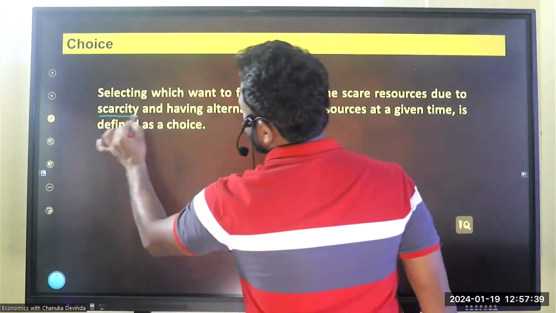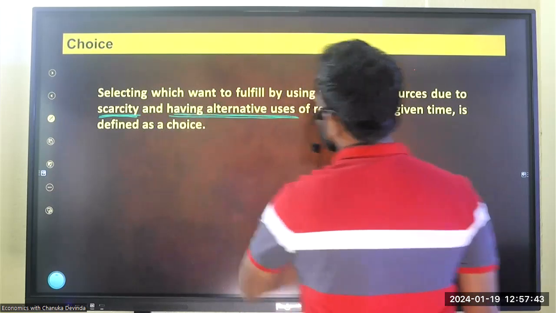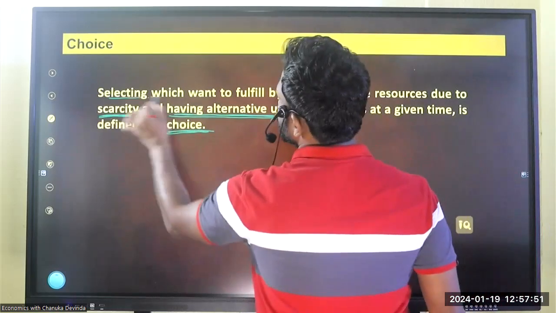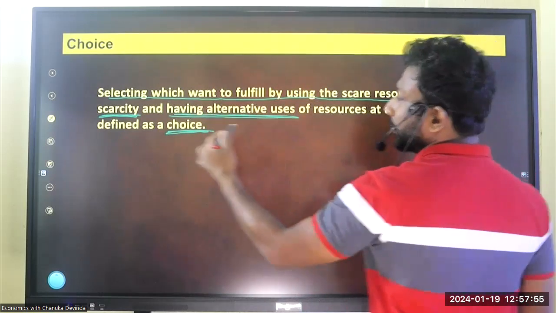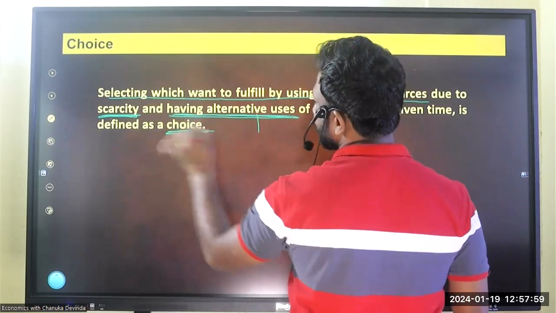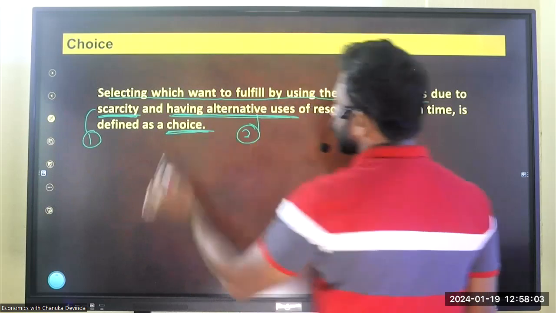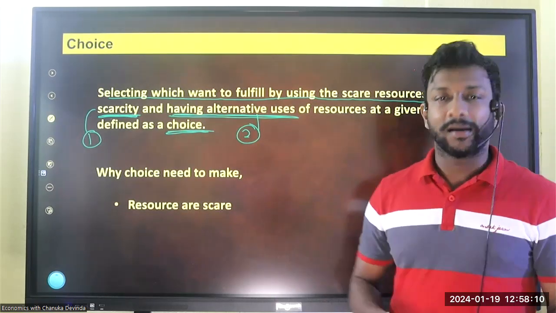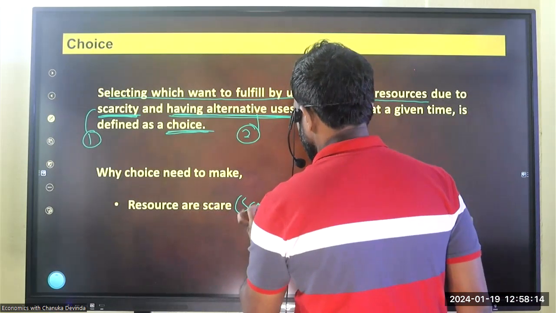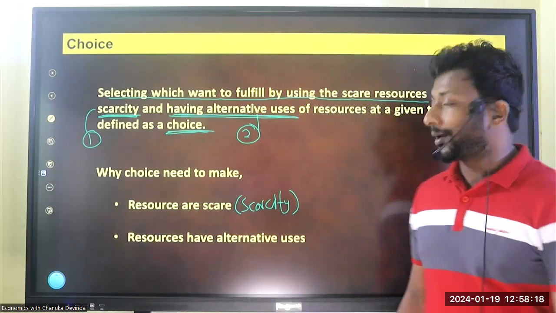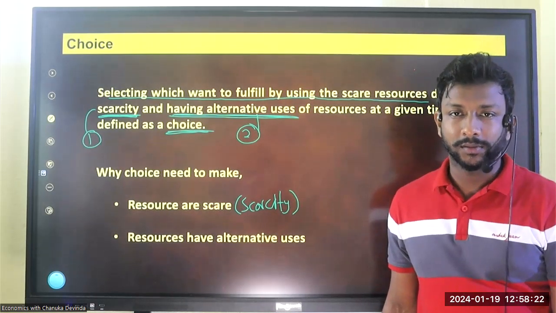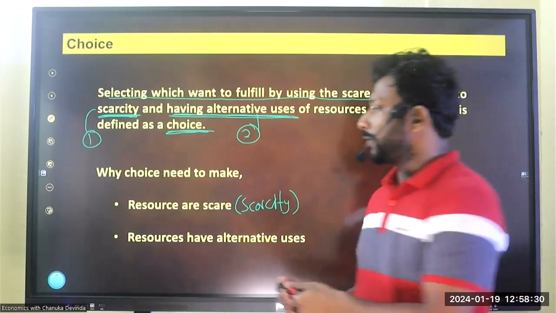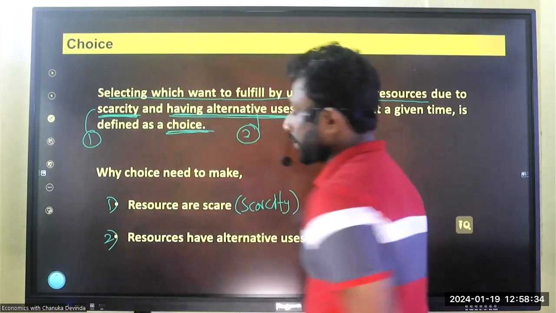Due to scarcity and having alternative uses of resources at a given time is defined as a choice, right? Selecting which want to fulfill by using scarce resources due to scarcity and having alternative uses. So those are the two reasons that a choice needs to be made. Why does a choice need to be made? First one, resources are scarce, that means scarcity. Next one, resources have alternative uses. That's why a choice needs to be made, right? What are the reasons? First one, resources are scarce, and second one, resources have alternative uses.